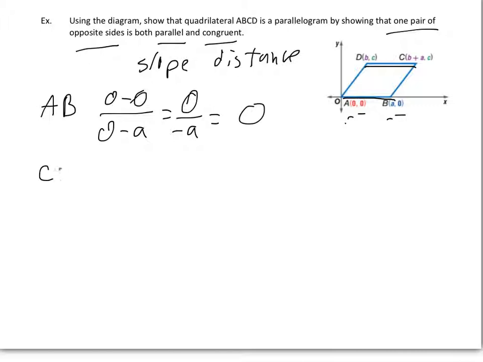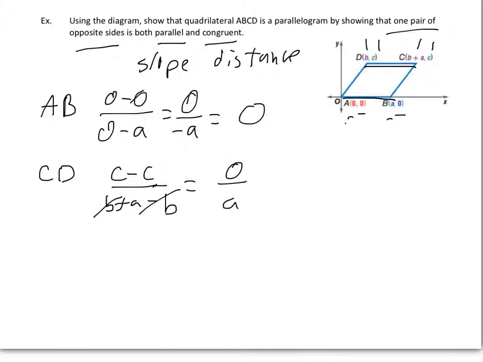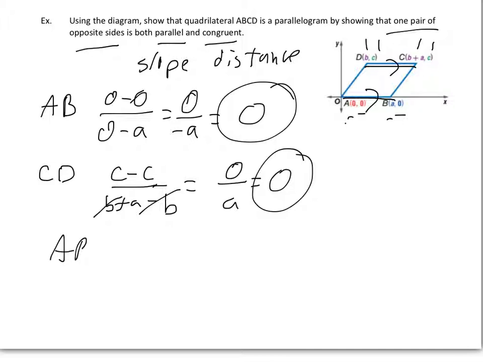The slope of CD is going to be C minus C on top over B plus A minus B, my other x-coordinate. When I do that, I get 0 over A, which is just 0. So notice the slopes are the same. That means they are parallel. So we can say that AB is parallel to CD.